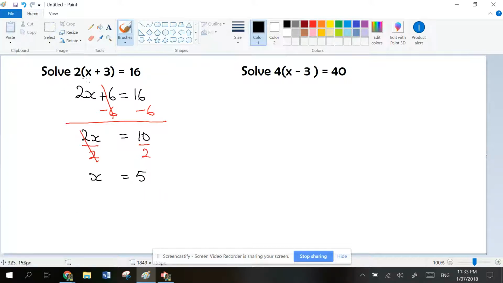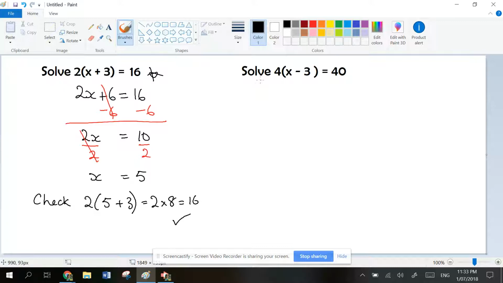So if we put it back into here, we can check that. If x is 5, then it should be 2 in brackets from at the top here. That x should be a 5 plus 3. And if we calculate that, 2 times the bracket is 8. And that gives us 16, which is what we have up here. Okay, so yay, we're correct.